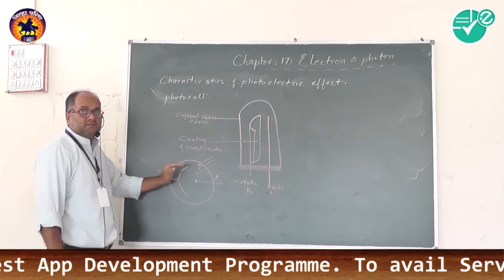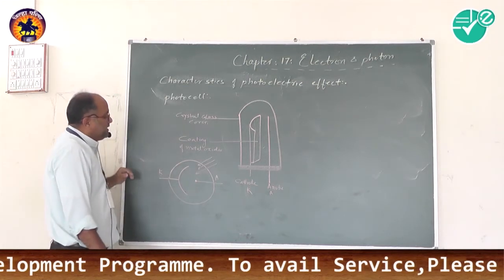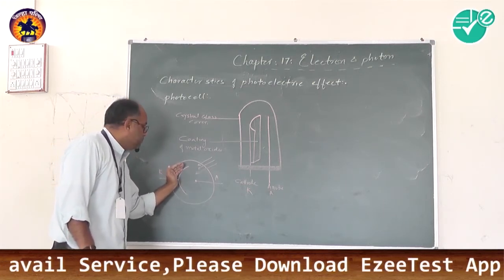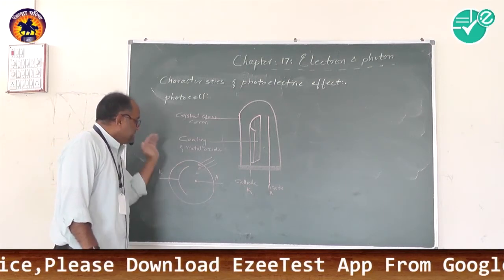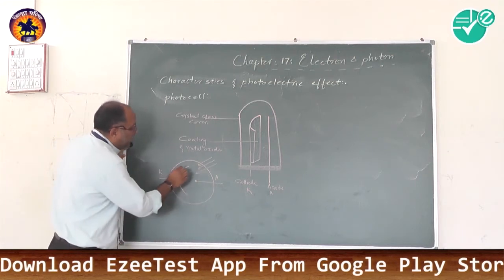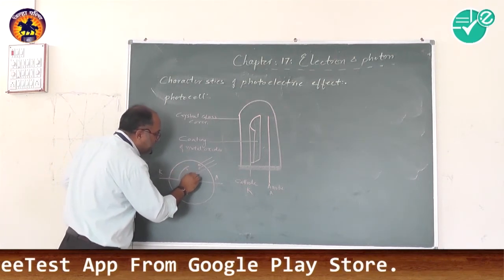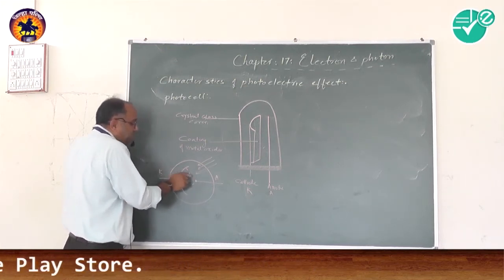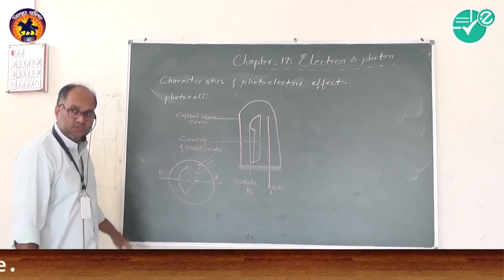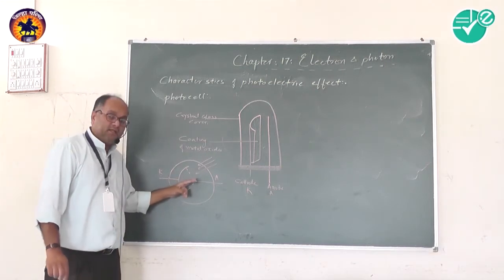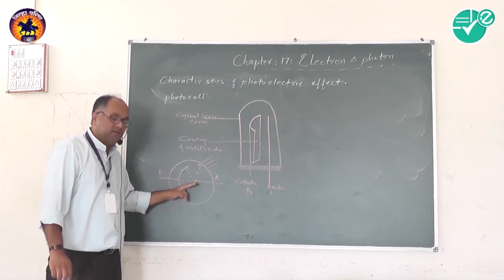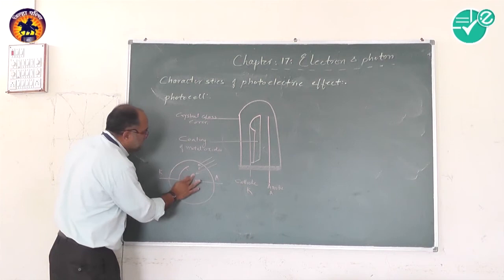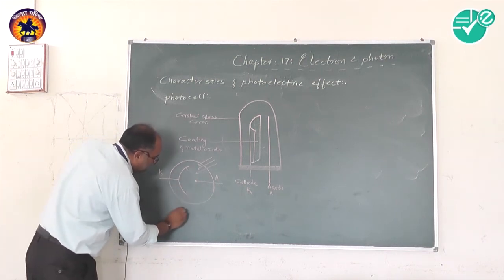What is the advantage of this curved nature? The advantage is that a larger surface area is compacted into a smaller volume. Second thing, all the electrons emitted from the surface of this cathode will be automatically directed towards the anode. Third thing, all the electrons emitted will travel an equal distance. This is the symbol for this photocell.